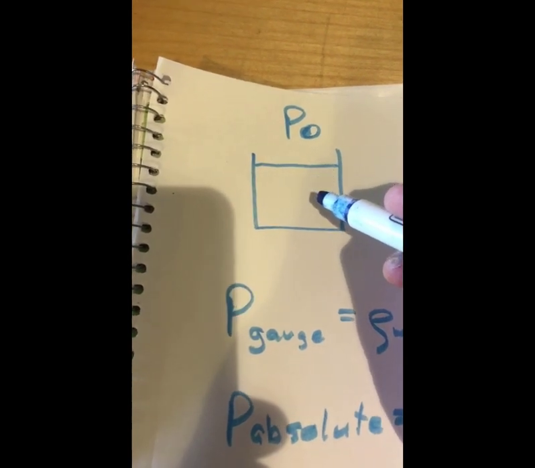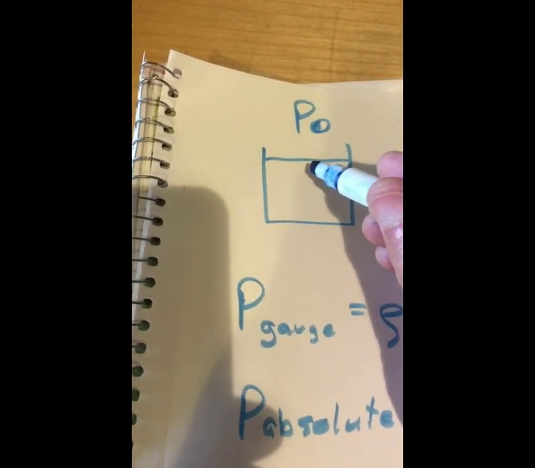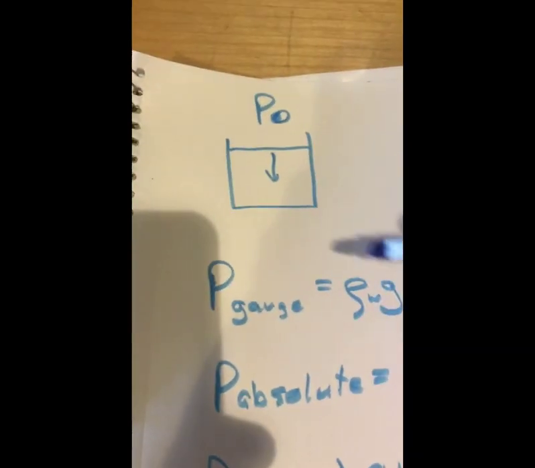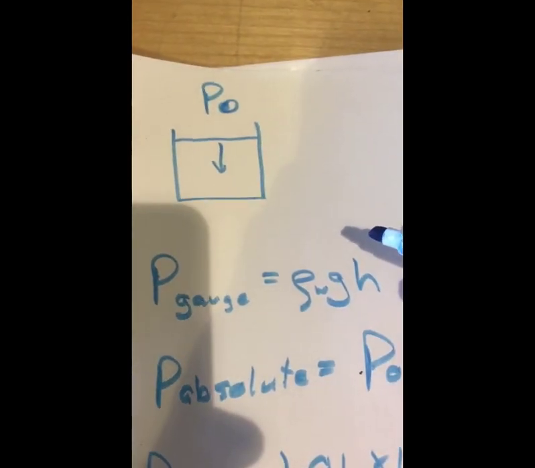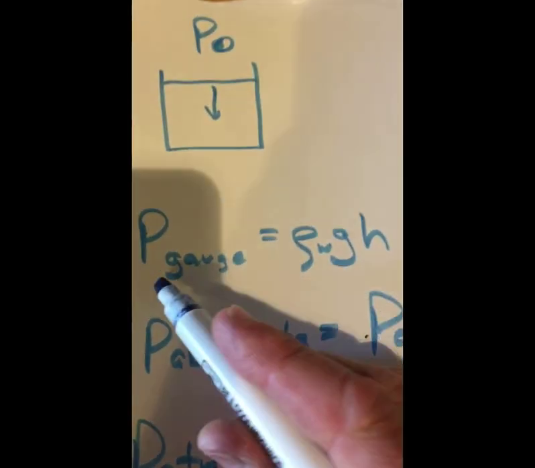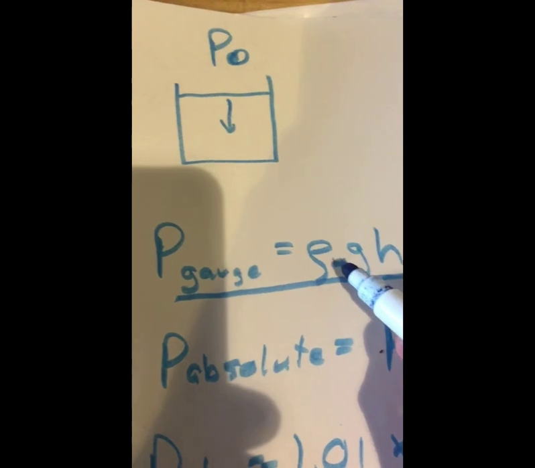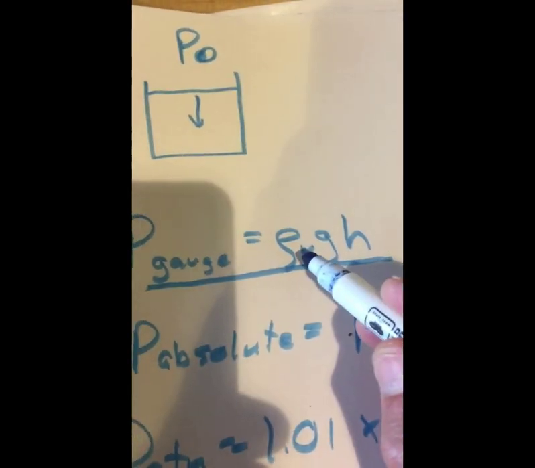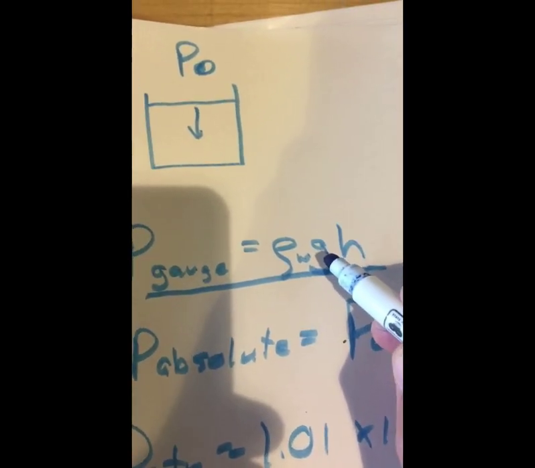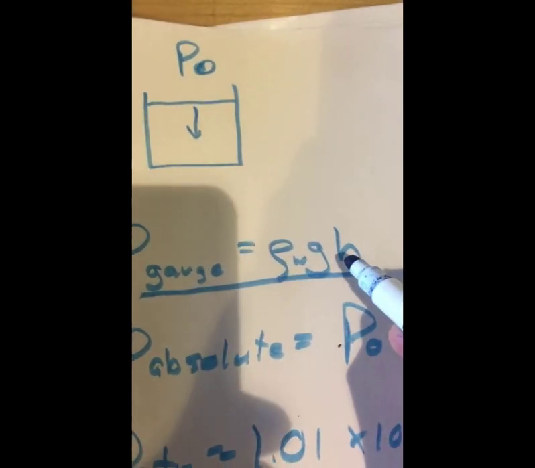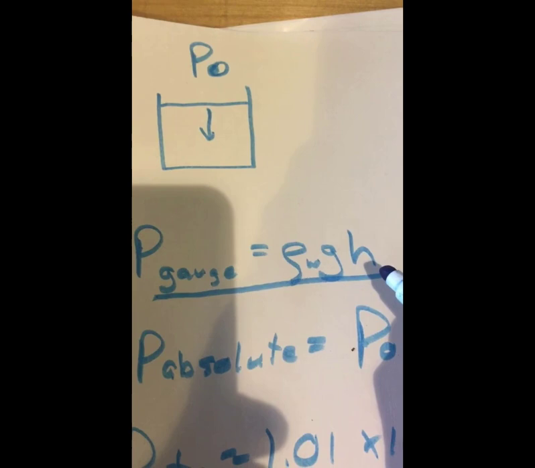Of course, as you go down, you have the atmospheric pressure plus the pressure of the water that is going to increase as you get deeper and deeper. So that actually gives rise to two definitions for pressure. One is the gauge pressure, and that's the pressure that we just calculated, which is associated with just the water itself. It's the density of the water times the gravity, g, 9.8 meters per second squared, times the depth in meters that you're in the water.